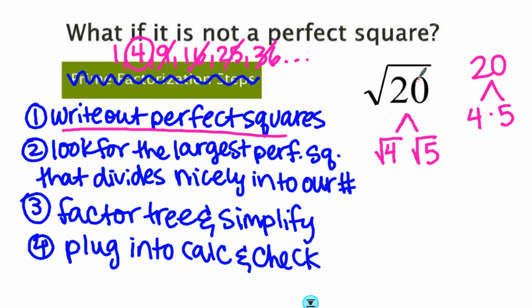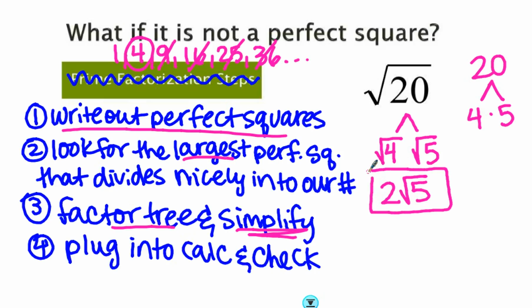However, okay, so I did that. I found the largest one that divides nicely, and that was 4. Now we do the factor tree and simplify. So right here I can simplify the square root of 4 a step further, right? We know that the square root of 4 is 2. So this would reduce to 2 times the square root of 5. And that would be our final answer.